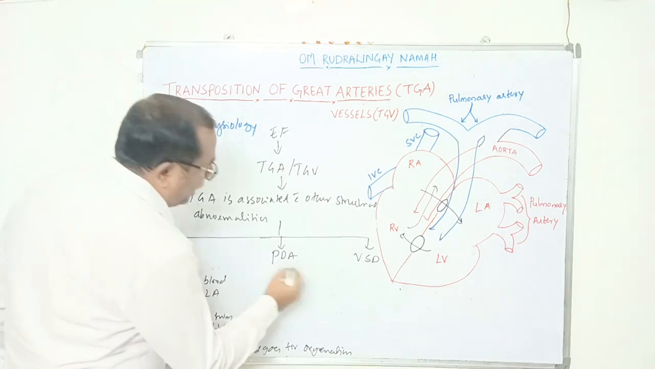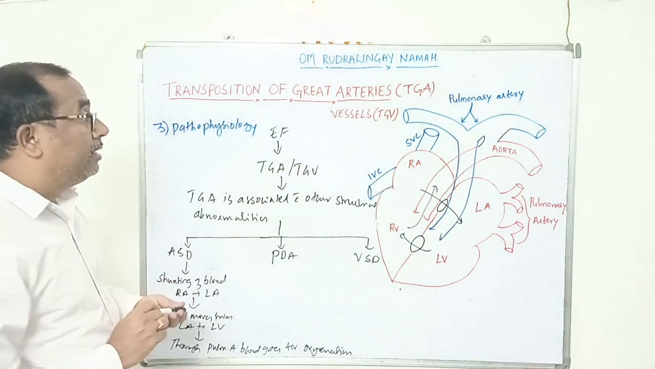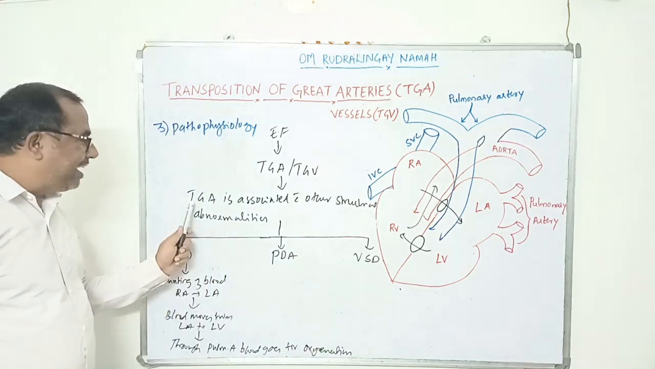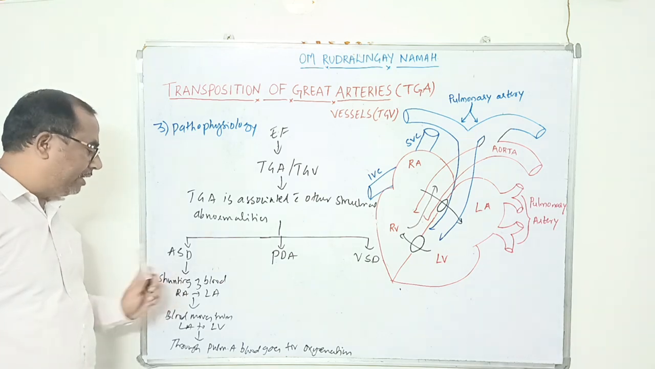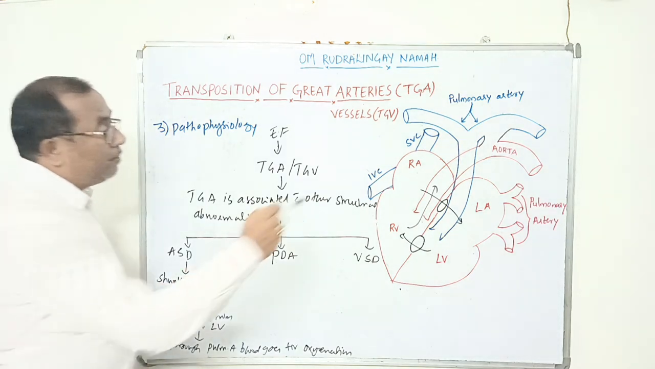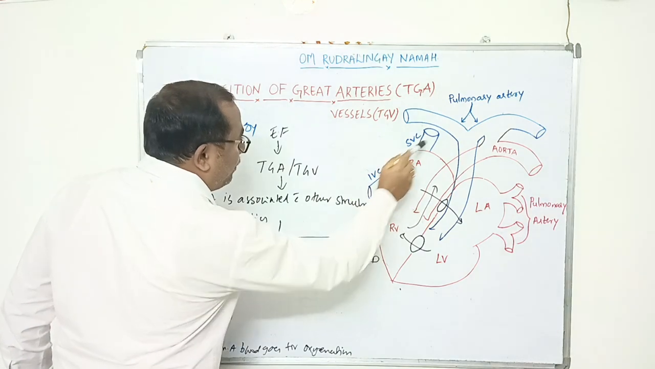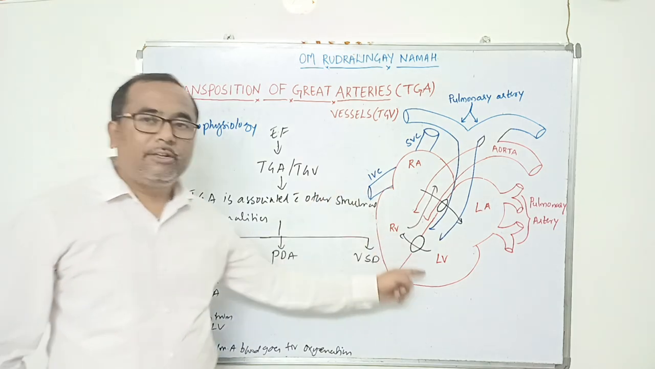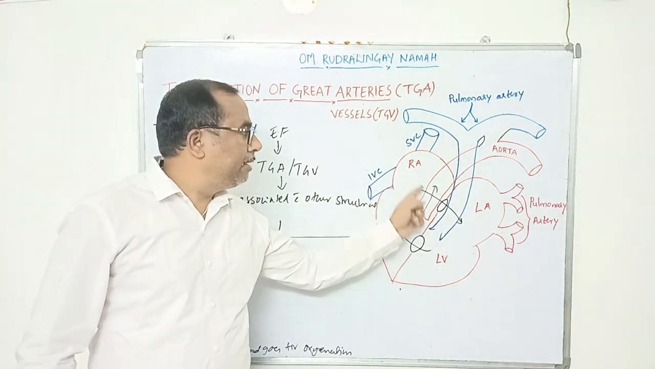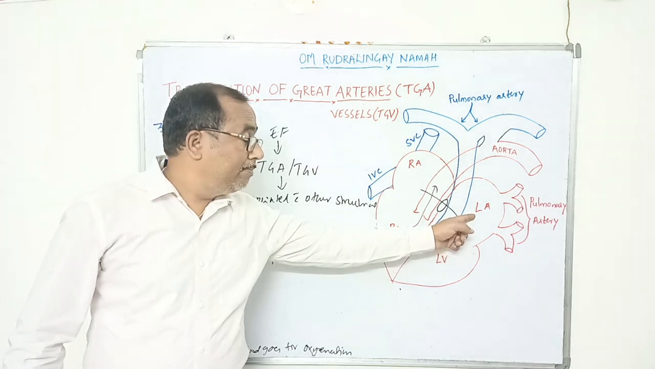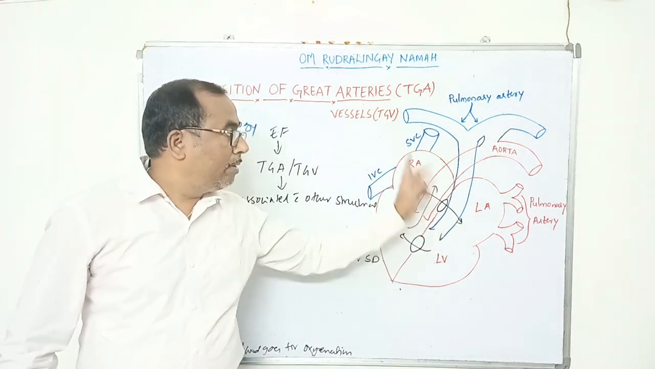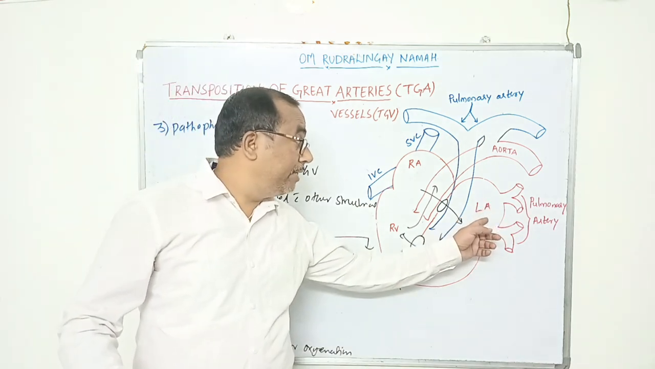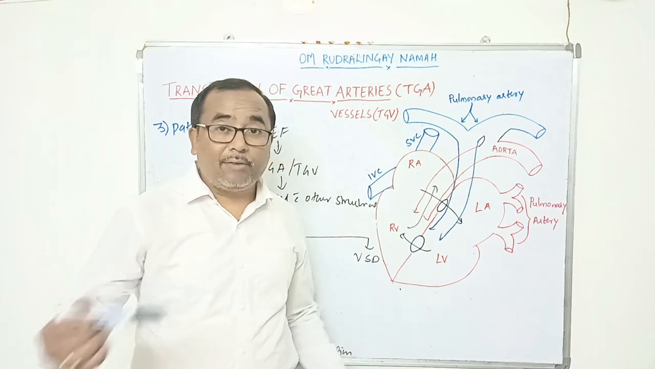Now, in case of patent ductus arteriosus, once again I will discuss this associated congenital heart defect. If transposition of great arteries is associated with the atrial septal defect, the deoxygenated blood which enters into the right atrium through the superior vena cava and inferior vena cava shunts from right atrium to the left atrium, and then moves to the left ventricle, and through the pulmonary artery it goes for oxygenation. After oxygenation, oxygenated blood comes to the left atrium, and then to the left ventricle. Further we will discuss later.